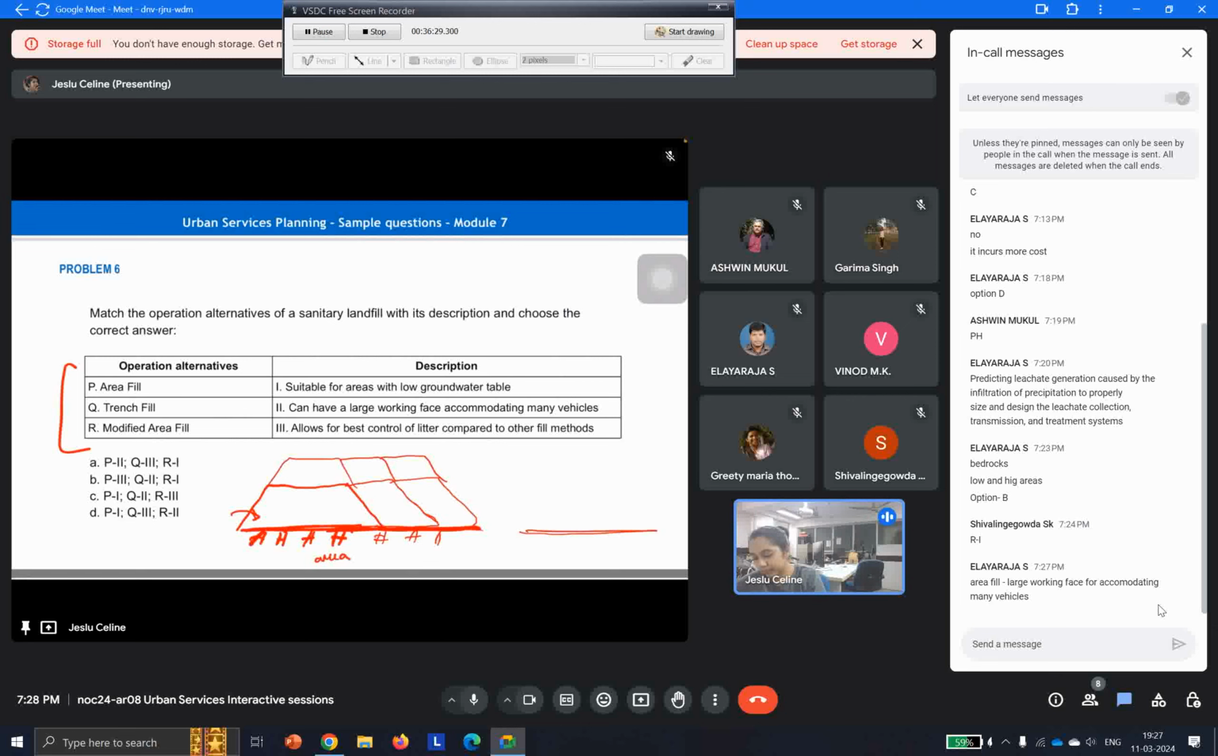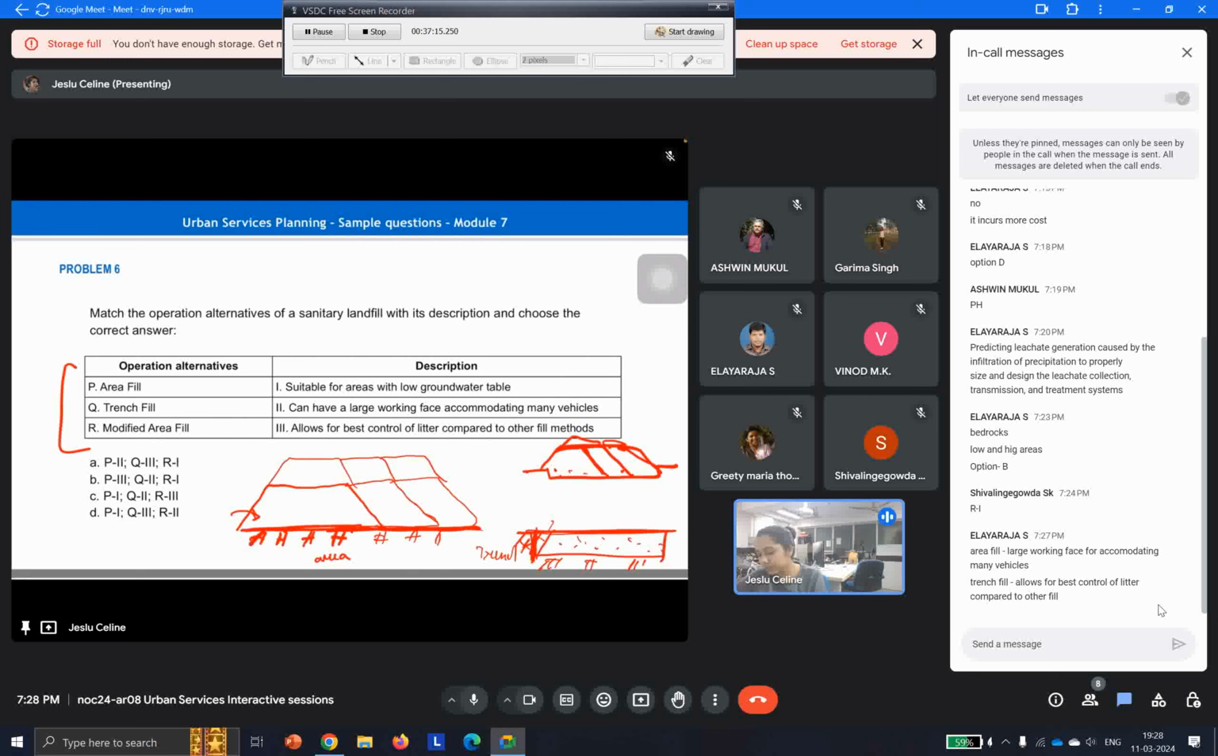Then we have the trench fill method, where if this is the ground, we make a trench in the ground and then fill it with the waste. That is the trench fill method. Then we have the modified area fill method, where a small trench is created and filled, and on top of it waste is dumped, possibly in multiple compartments. So you have a trench as well as an area fill on top. Now let's try to answer this question. I think Ilayaraja has already put in the chat box that area fill is for large working space for accommodating many vehicles.